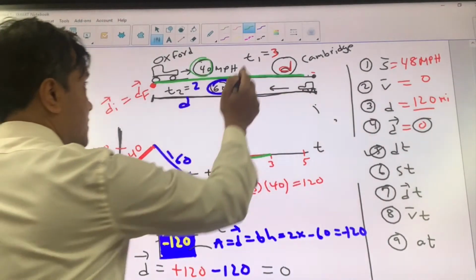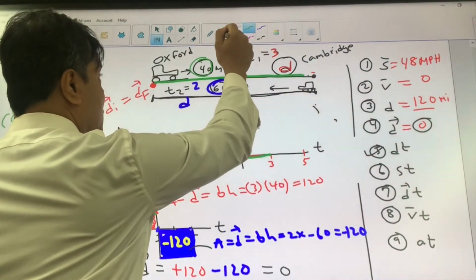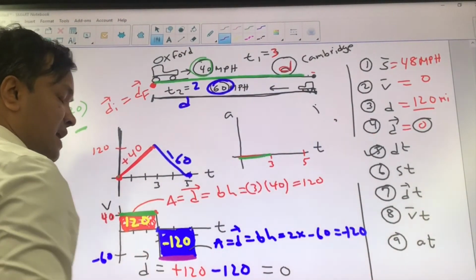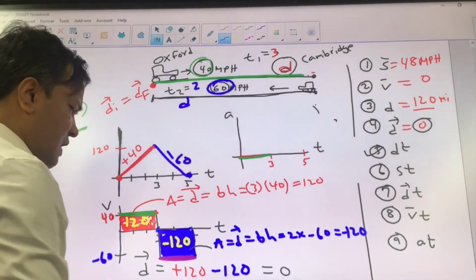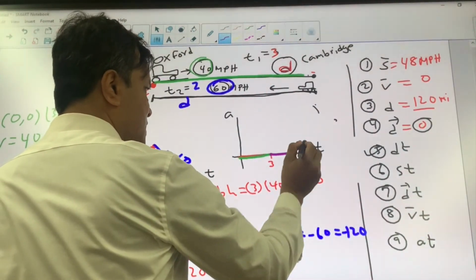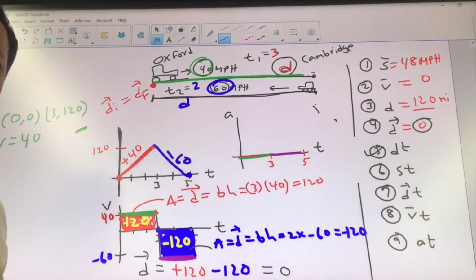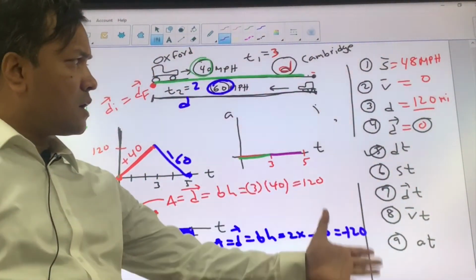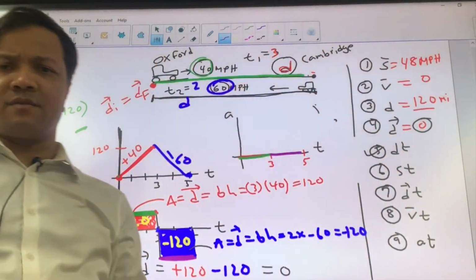Let's see Cambridge to Oxford. It is constant velocity. Negative velocity doesn't mean anything. It's constant velocity. Constant velocity from Cambridge to Oxford is also 0 acceleration. So what did you learn? You learned a ton of physics from this simple problem.